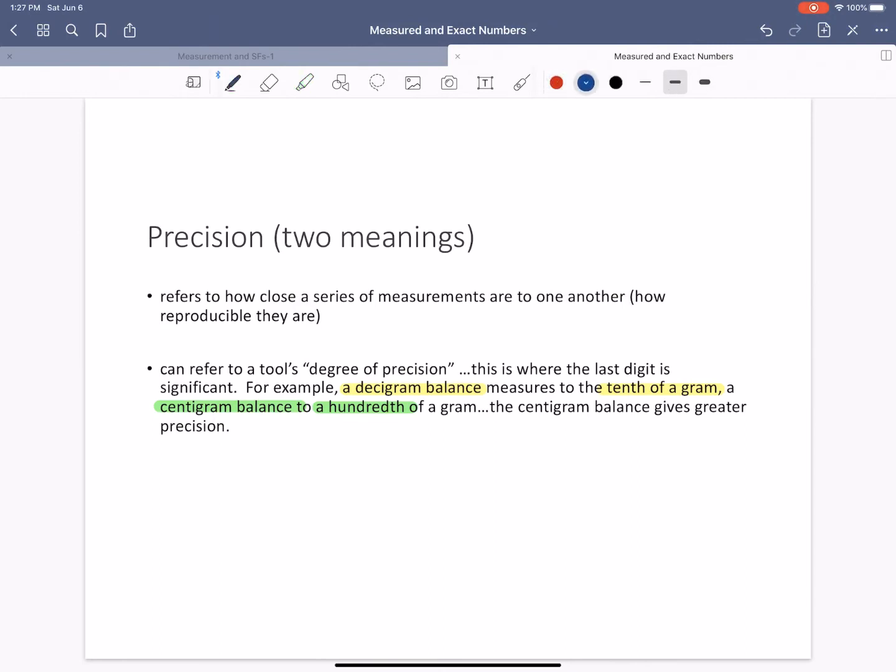So a centigram balance has plus or minus in the centigram place. A decigram balance varies in the tenth of the gram place. More digits to the right of the decimal. This is more precise. It has more precision. And more precision usually means it costs more too.